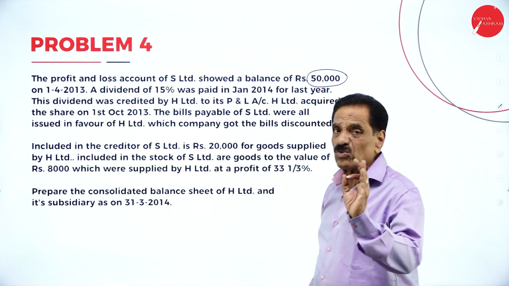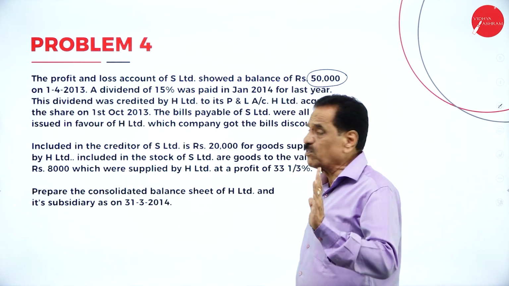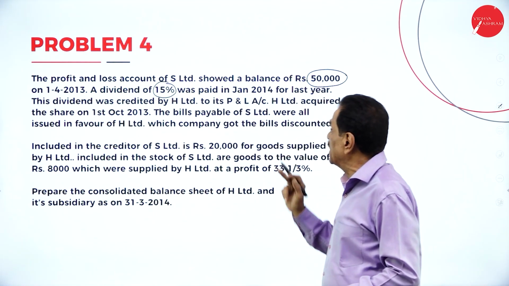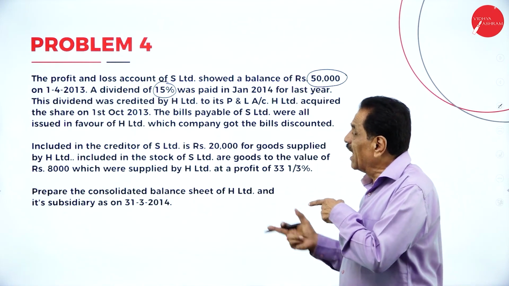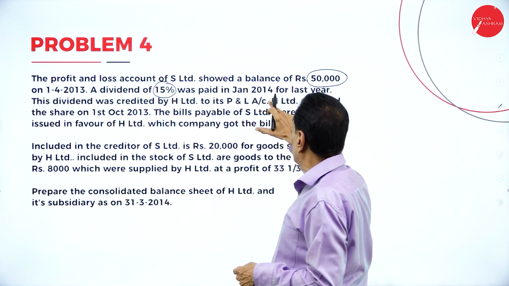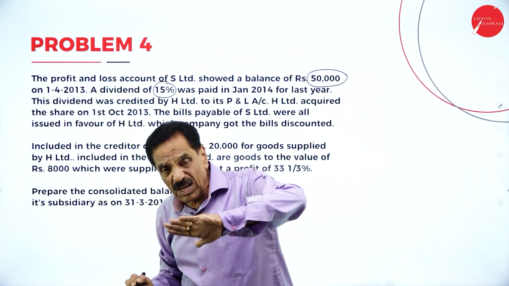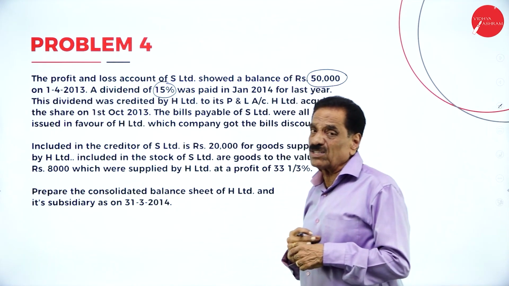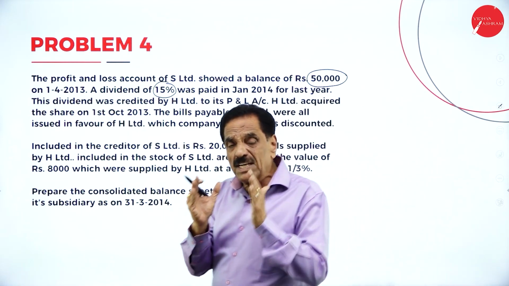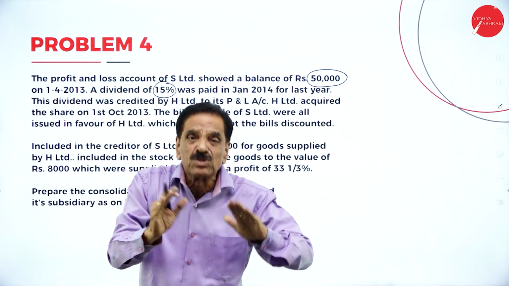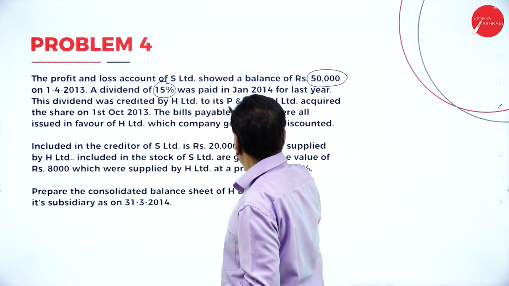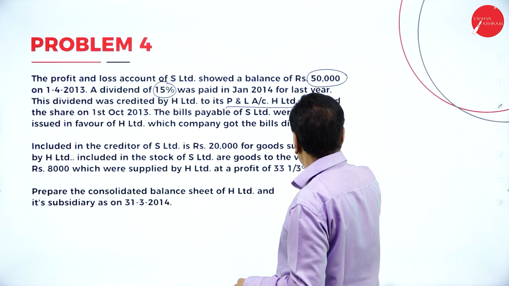At the beginning, we have got 1/4/2013. A dividend of 15% was paid in January 2014. Actually, the dividend belongs to last year. A dividend of 15% was paid in January 2014 for last year. So last year's dividend has been paid in the current year, which means last year's dividend is not deducted from the profit and loss account. We mean to say that the dividend is declared, but the dividend is not at all deducted from the profit and loss account. The dividend was credited by H Limited to its profit and loss account.